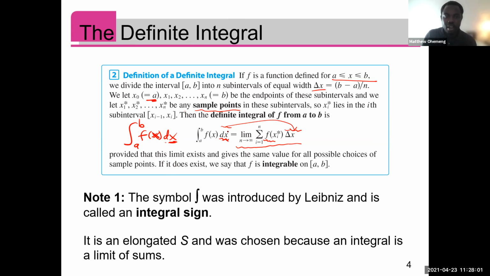Now, this integral is a definite integral. And sometimes the limit may not exist. But provided the limit exists, it gives the same value for all possible choices of the sample points. If the limit exists, then we say that f is integrable on the closed interval a to b. So these are terms. As I said, for 5.2, it's a lot of terms, but they are going to be very important moving forward. Please, any questions on this definition?